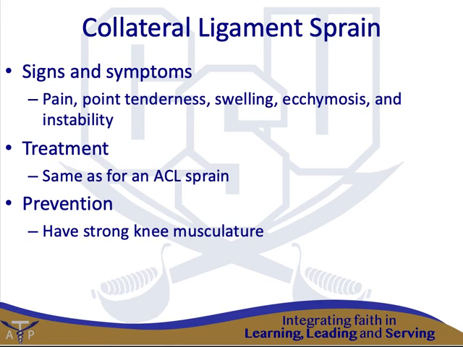Signs and symptoms. The athlete may feel pain and point tenderness. They may have some swelling and ecchymosis, and they may complain of feeling the tibia shifting or sliding when they walk, which indicates some sort of joint instability. Treatment, same as ACL or PCL sprain. We want to make sure that they are referred to a physician, but we're going to typically take the steps of RICE, anti-inflammatories, bracing, rehabilitation, and strengthening musculature around the area. For prevention, again, make sure we have strong knee musculature and wear protective equipment.